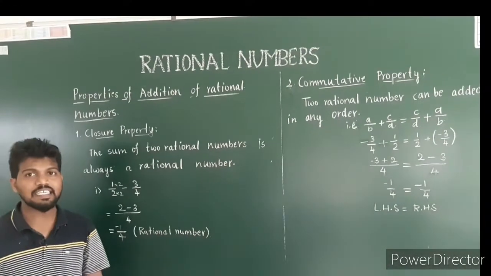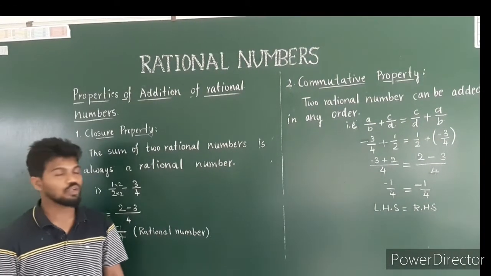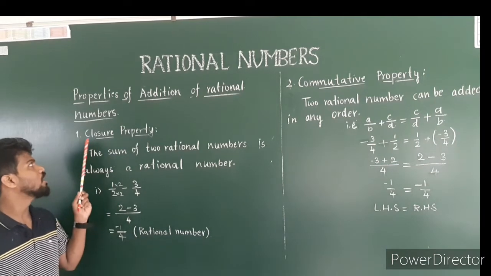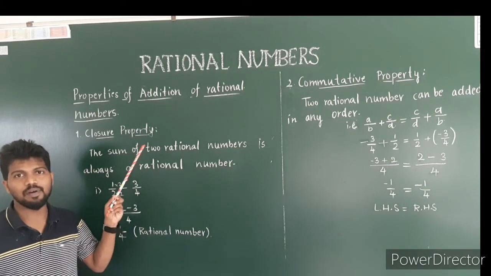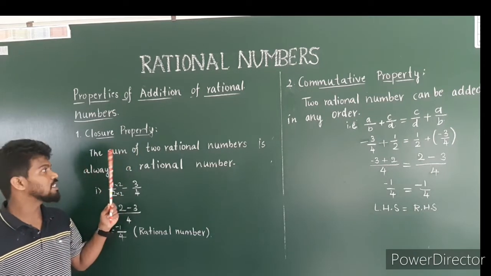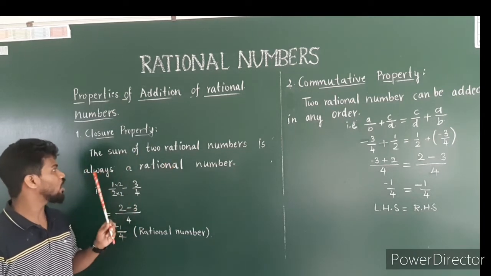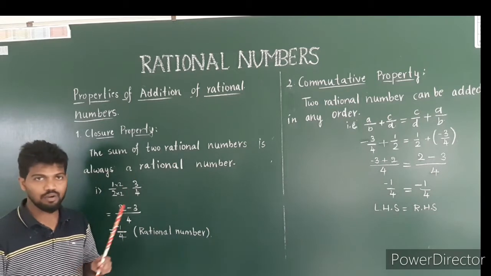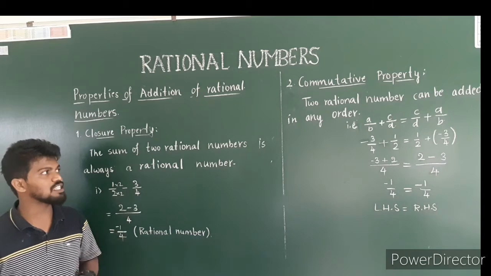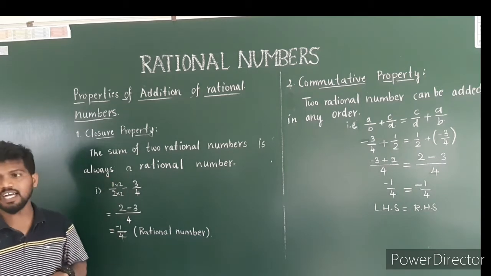So now you know addition of rational numbers. So now you see the properties of addition of rational numbers. So in that first one, closure property. That means the sum of two rational numbers is always a rational number. We have to prove, is it true or false? So the sum of two rational numbers is always a rational number.